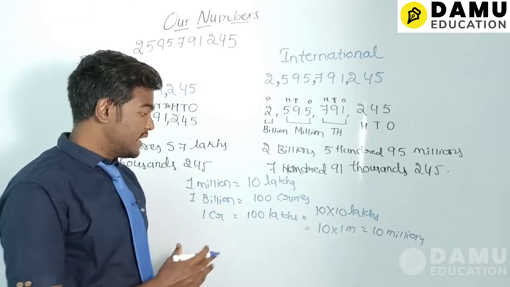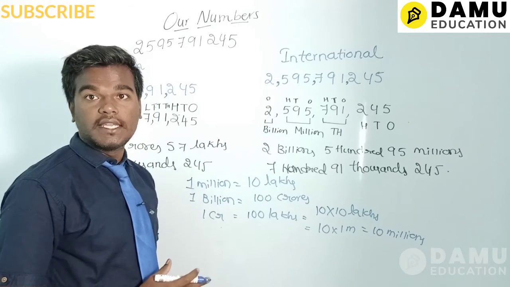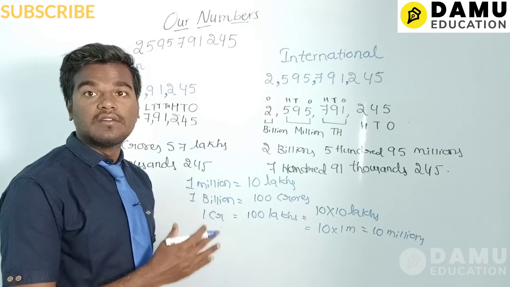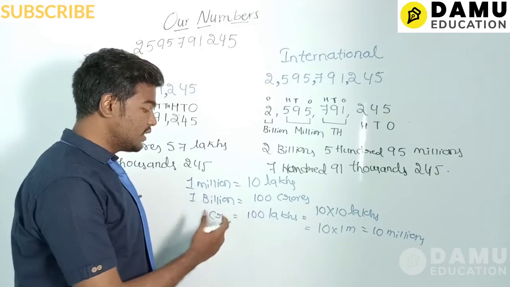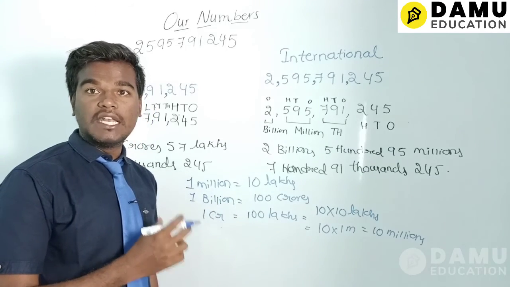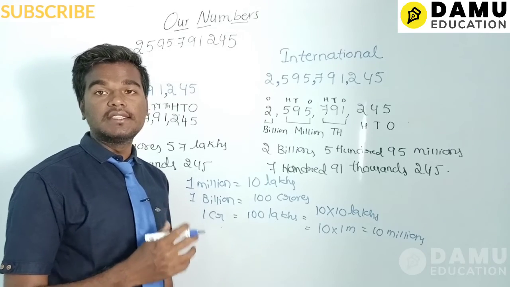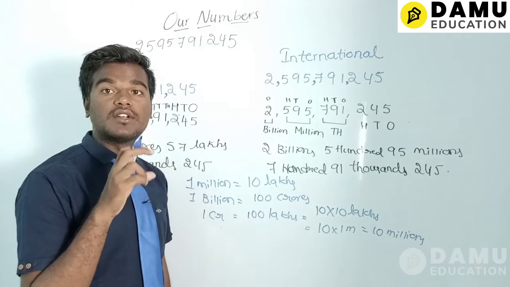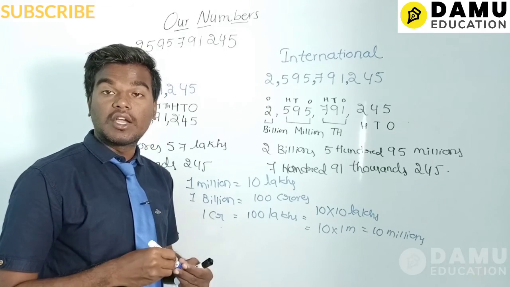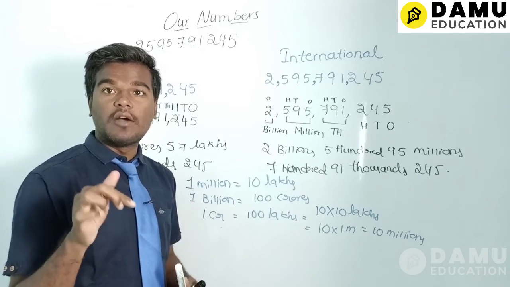Then 1 billion will be equal to how many lakhs? 1000 lakhs. So like that we have to convert. And what is 1 trillion? Here if you observe, it is a multiple of 3, with that many zeros. So what is the 1 trillion value in crores? Let's comment it below.